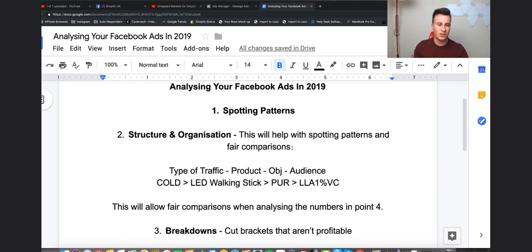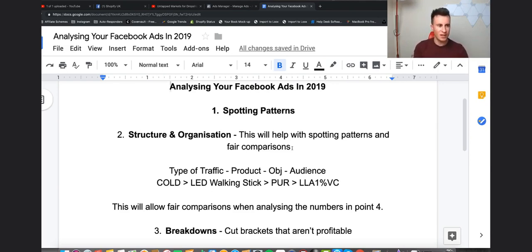So number two then, structure and organization. This will help you with spotting patterns, but those patterns have to be fair comparisons. So you can't go and compete a lookalike audience against an interest targeted audience, or you can't go and compete an interest targeting audience against a retargeting ad, because it's not a fair comparison. So when it comes to spotting patterns, the patterns won't be fair patterns, if that makes sense, because the numbers will always perform differently.